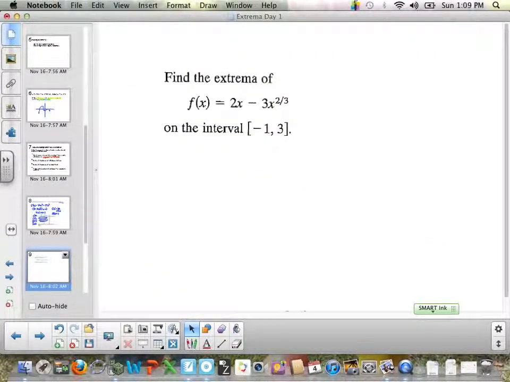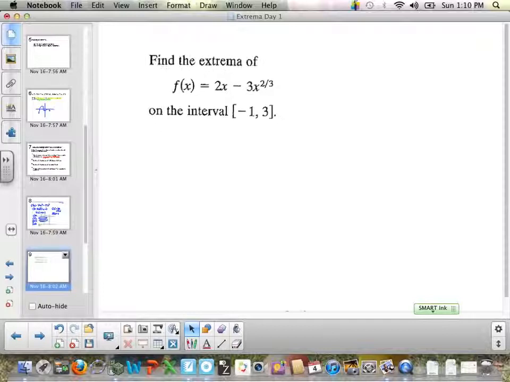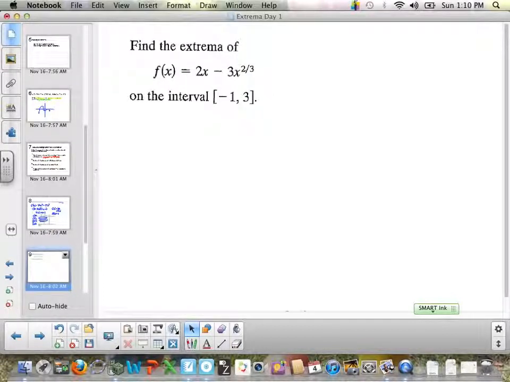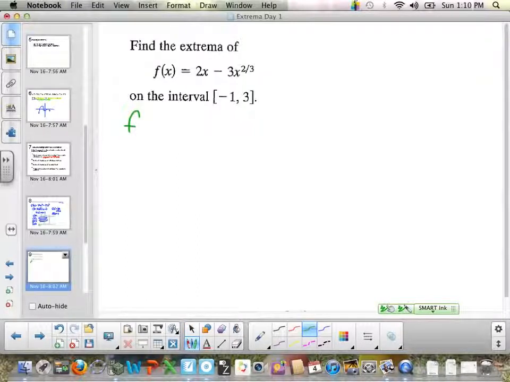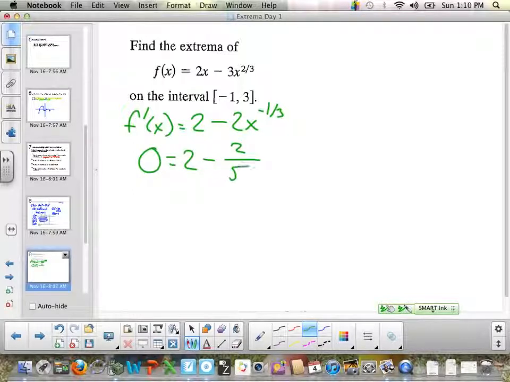Let's try it again. Find the extrema of f of x on the interval -1 to 3. It is continuous because we can take any number to the 2/3 power. So we will start, we'll find our derivative. F prime equals 2 minus, multiply 2/3 times 3 is 2x to the -1/3. We'll set that equal to 0. 2 minus 2 over the cube root of x.